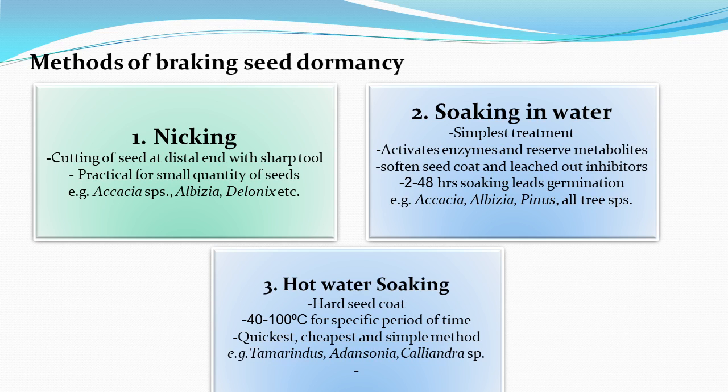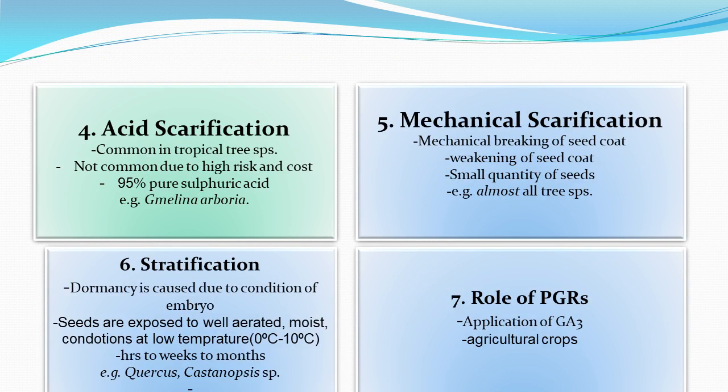In the example of the Tamarindus, Adansonia, and Calendra species, this water soaking method can be practically applied. The next method is for species whose seed coat is very tough, where there is no use of soaking in water or hot water soaking. In those cases, the acid scarification method is used.